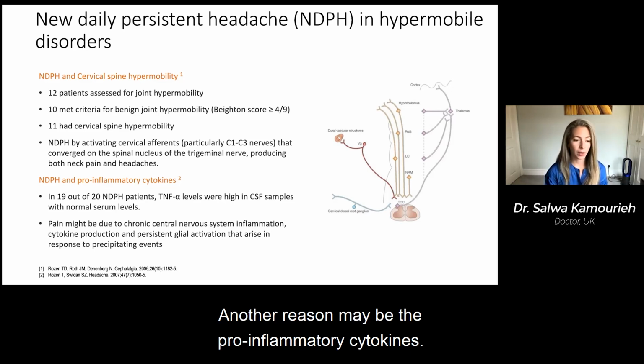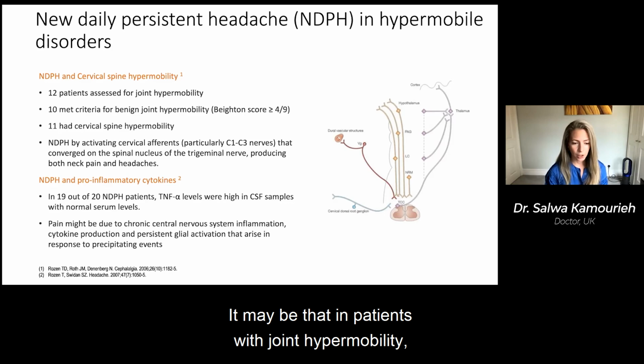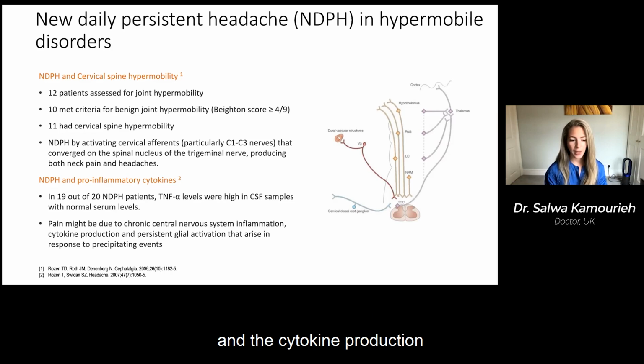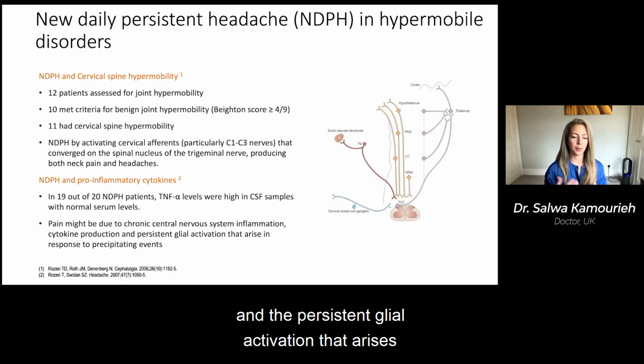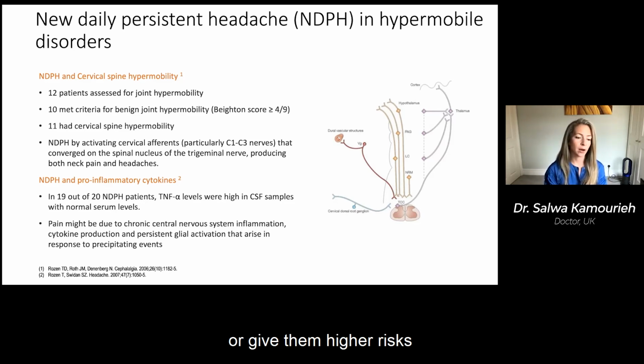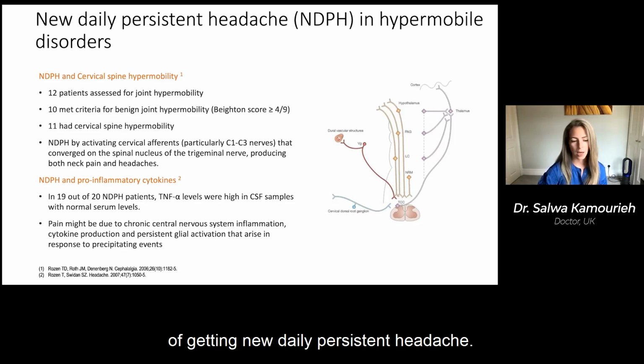Another reason may be the pro-inflammatory cytokines. It may be that in patients with joint hypermobility, they've got chronic central nervous system inflammation, and this cytokine production and the persistent glial activation that arises will then give them a bit more of a chance or put them at higher risk of getting new daily persistent headache.